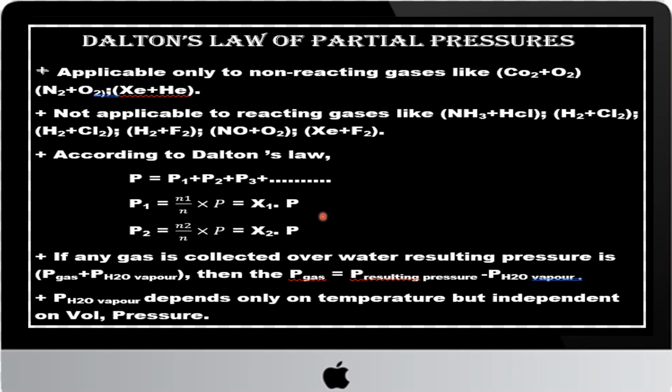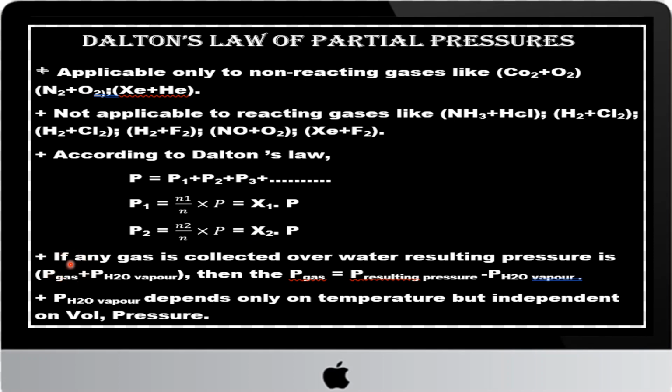According to Dalton's law, pressure P equals P1 plus P2 plus P3 and so on plus Pn. Here the term P1 equals N1 by N into P. Here N1 by N represents the mole fraction of the first gas, X1, into P. P2 equals N2 by N into P, equals X2 into P. Here X2, N2 by N, is the mole fraction of the second gas, represented by X2.